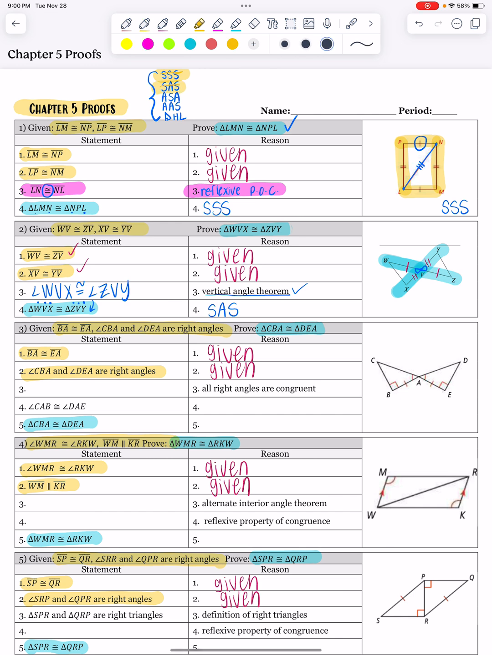I don't know why I keep grabbing the wrong one. Y'all, this is a new iPad, so I'm struggling. I'm still learning it. Okay, so now we've done one of each of those.